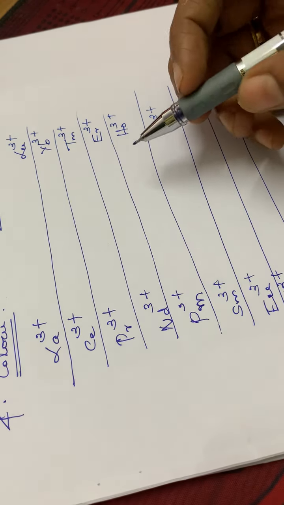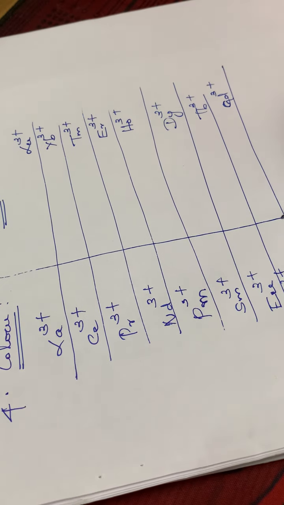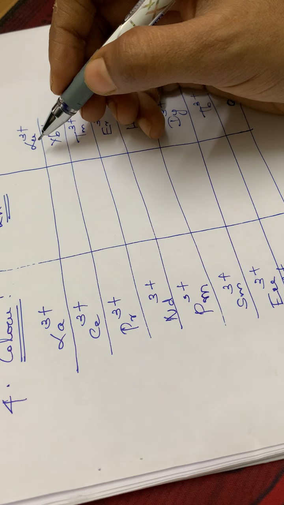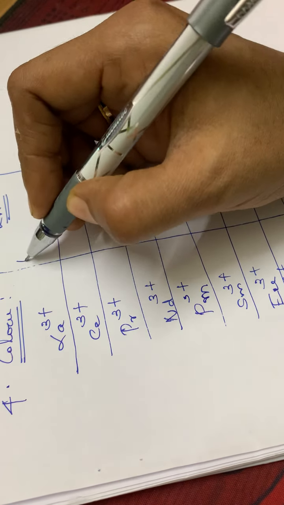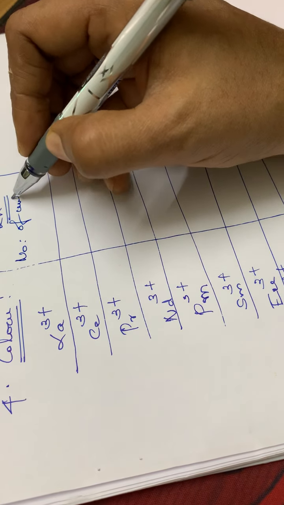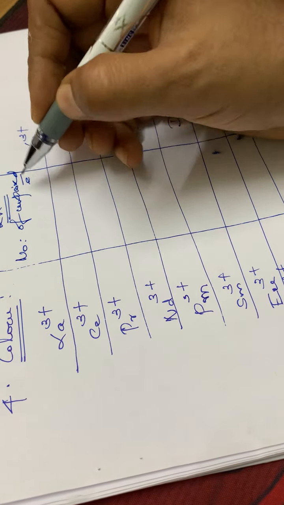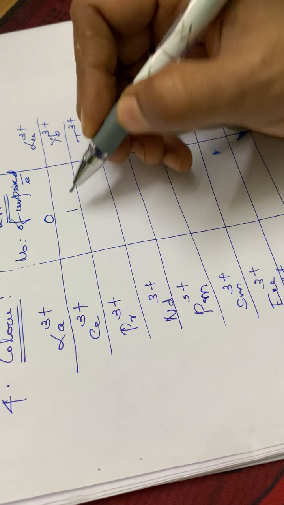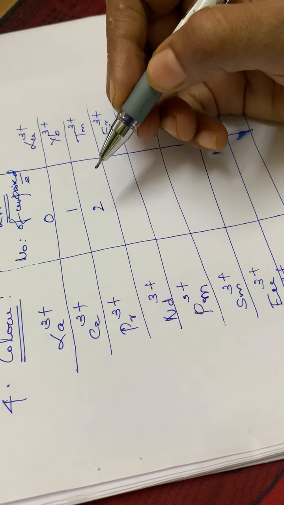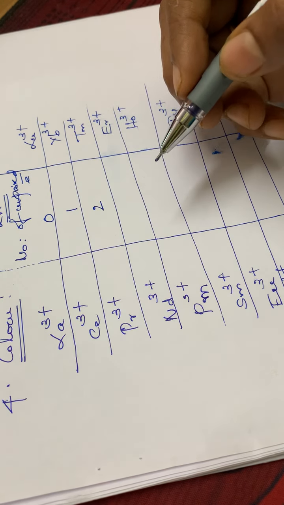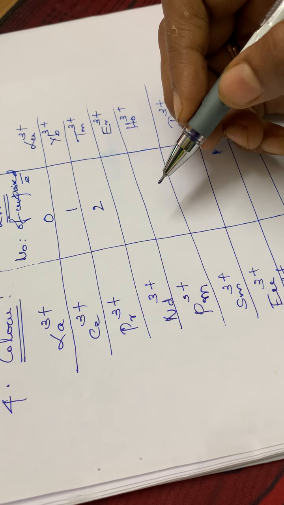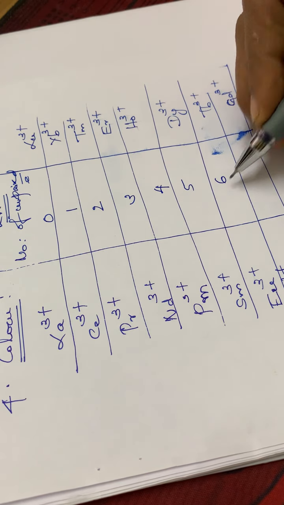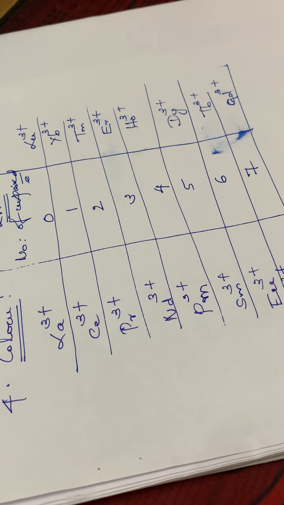See here, the number of unpaired electrons for both of them will be like this. For lanthanum and lutetium, the number of unpaired electrons will be 0. Then for cerium and ytterbium, it is 1. For praseodymium and thulium, it is 2. For neodymium and erbium, it is 3. Then comes 4. Then 5. Then comes 6. Then 7. Okay, gadolinium 7.